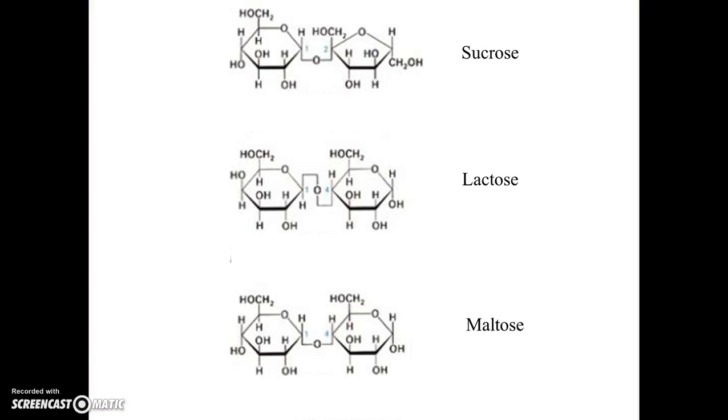So here we have pictures of those disaccharides: sucrose, lactose, and maltose. So if you look, and as a reminder, because these are things that you'll be studying over and remembering, sucrose, glucose and fructose. Lactose is glucose and galactose, and maltose, glucose and glucose.